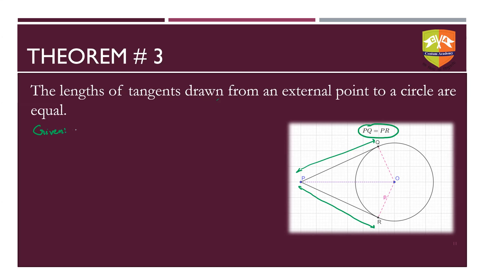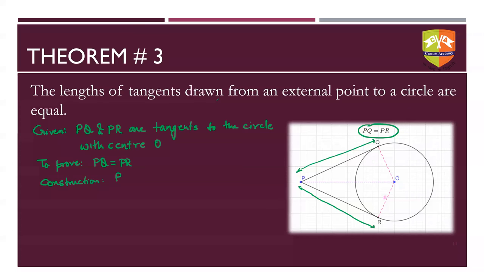So given is PQ and PR are tangents to the circle with center O. To prove: PQ is equal to PR. So we have to do some construction. Construction is OQ, OR and PO joined.